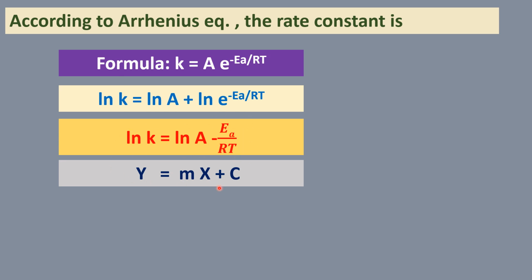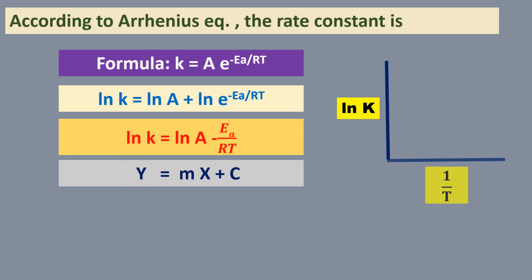This equation is in the form of a straight line equation, y equal to mx plus c. Here c is the integration constant, and 1 by T is the variable. Therefore, m is equal to minus Ea by R. Let us take ln k on the y-axis, and let us take 1 by T on the x-axis, where 1 by T is the variable.